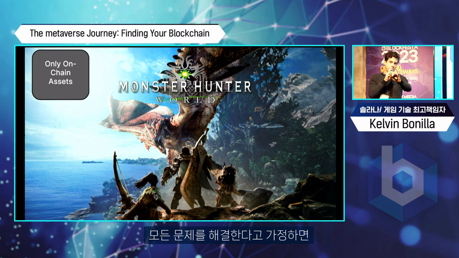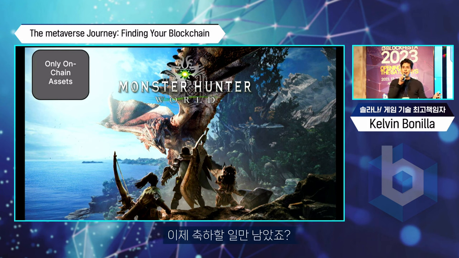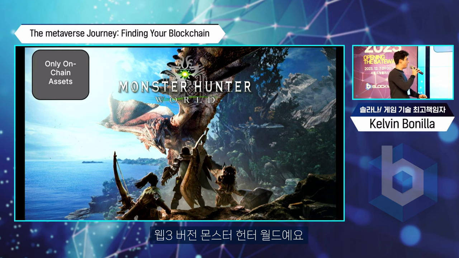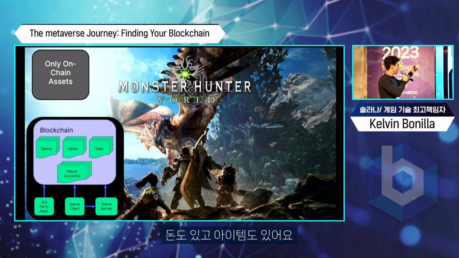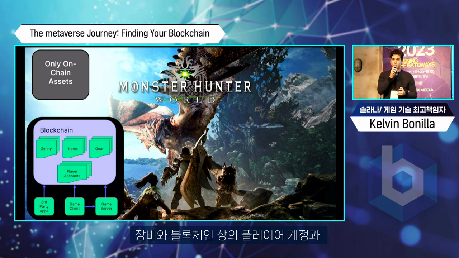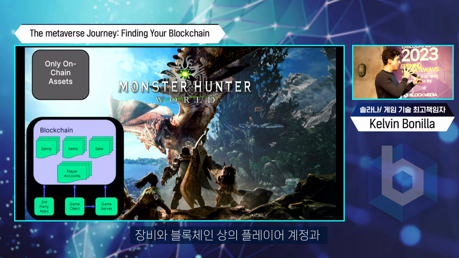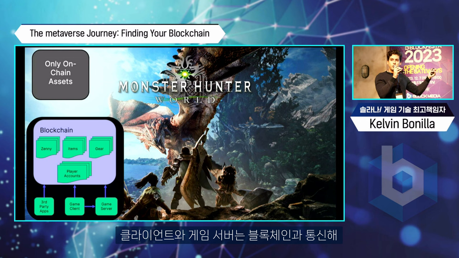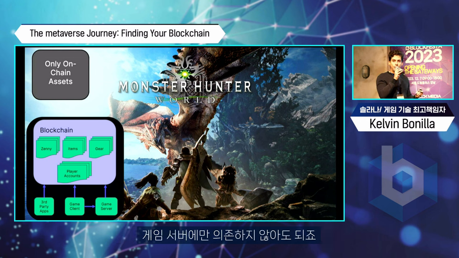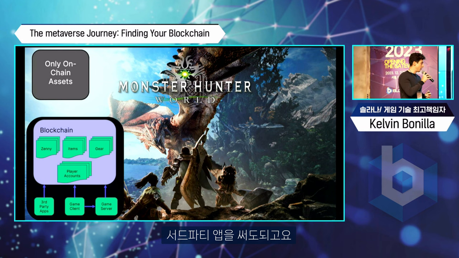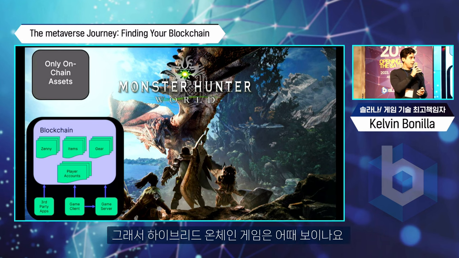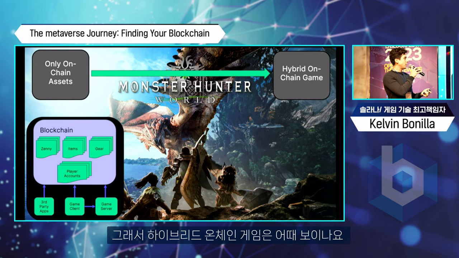So assuming we solve all those problems, we now have, congratulations, a Web3 version of Monster Hunter World. We have the money, the items, the equipment, and the player accounts on the blockchain. And game clients and game servers can talk to the blockchain to get the data. They don't have to just depend on the game server. And you can have third-party apps, like the smartphone example I just mentioned. So what does a hybrid on-chain game look like then?